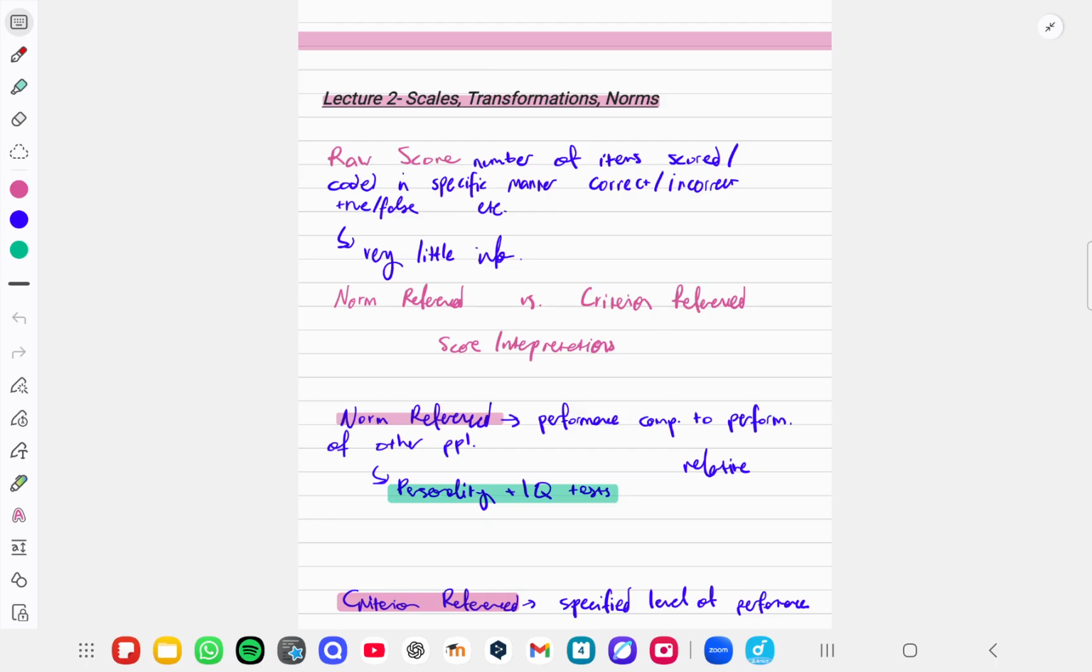So firstly we have this construct called raw score. It's basically the number of items scored, coded in a specific manner: correct, incorrect, true, false, etc. So it gives very little information about how well the participant did in the experiment, or how they did. We cannot really compare their scores to anything when we are dealing with raw scores. So we need something else.